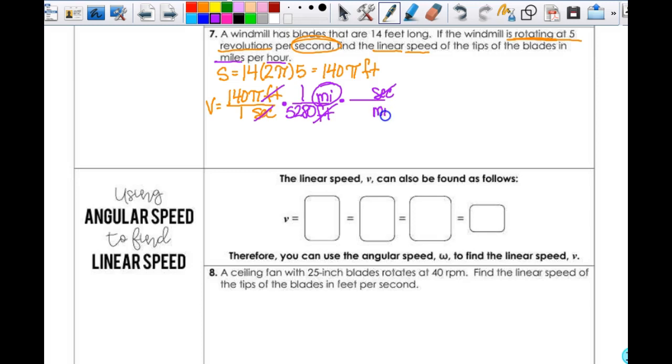Seconds can go to minutes. So 60 seconds for every 1 minute. And then I can cancel the minutes, get to hours. And there are 60 minutes in 1 hour. So now I have it in miles per hour. Okay. And if you wanted to go, again, straight from seconds to hours, that's fine, but it's a little safer for some people not to jump that far.